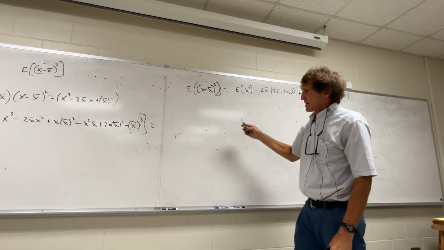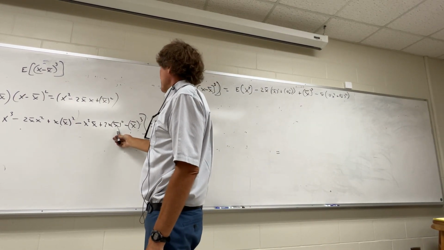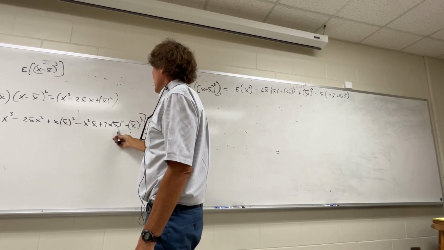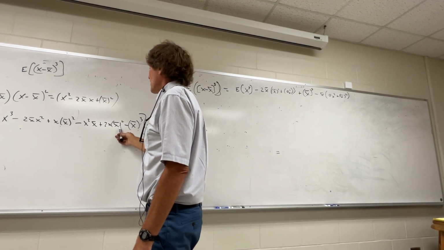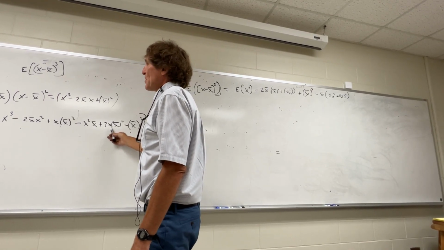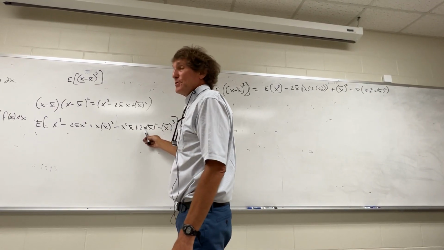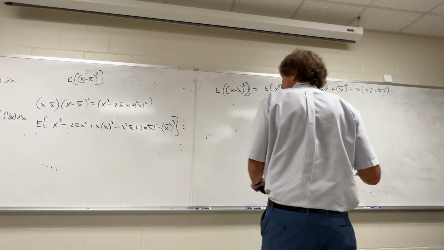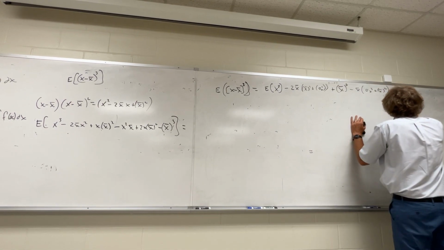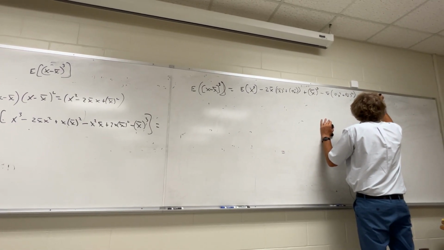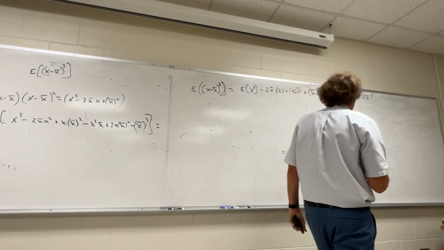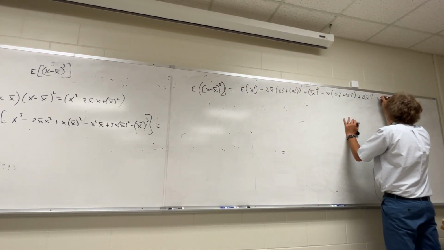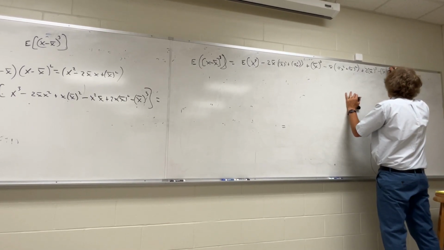And then finally, what about this one? It's going to be 2, and this x squared is a constant. So 2 x bar times x bar squared is 2 x bar cubed, right? So it's plus 2 x bar cubed. And finally, the last one is just minus x bar squared. The expected value of the constant is itself, so minus x bar cubed.